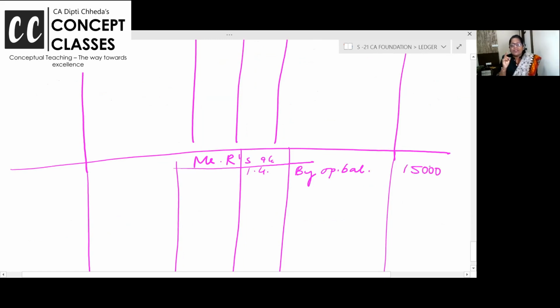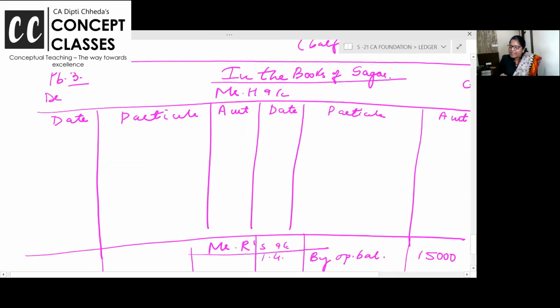Anyone in the class is having any doubt, irrespective of the recording going on, and irrespective of whether the whole class understands, how do I ask a doubt? Ask your doubts, put it in the chat box. Opening balance. Most of the students in exam write opening balance wrong. H owes S. So Sagar is saying, I have to receive from H. Opening balance 20,000.